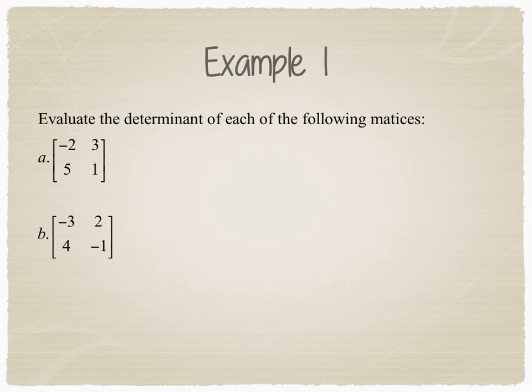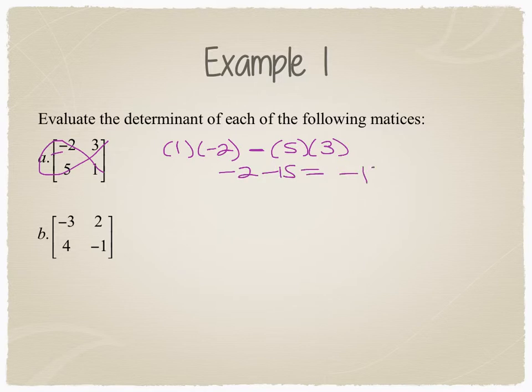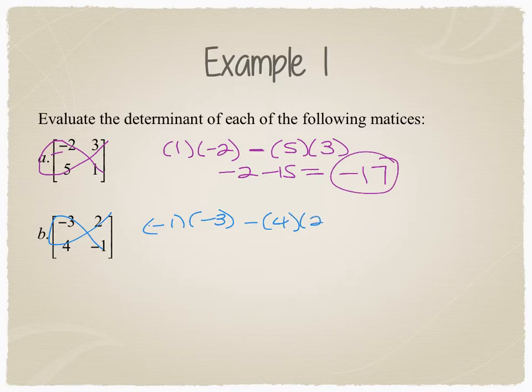So hopefully these we can do quickly because we talked about this yesterday. So if I'm finding the value of the determinant, then I'm multiplying 1 times -2 and then subtracting 5 times 3, -2 minus 15, which is -17. And then B, same thing, -1 times -3 minus 4 times 2. So 3 minus 8, which is -5. What we didn't do yesterday, that we'll do today, is I show you how to use your graphing calculator to find the determinant.